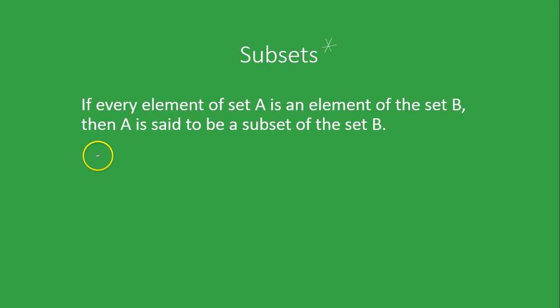In mathematical notation, it is written as A is a subset of B, and a belongs to the set A implies a belongs to set B. For example, the empty set contains 0 elements, so it is by default the subset of every other set.